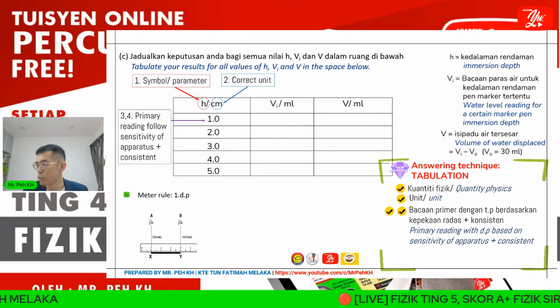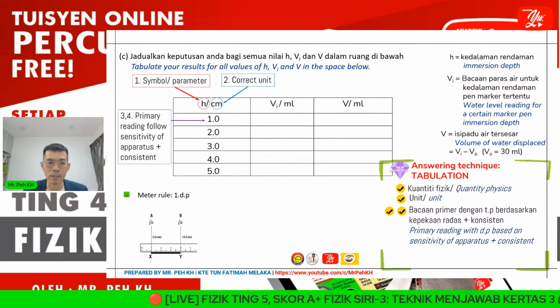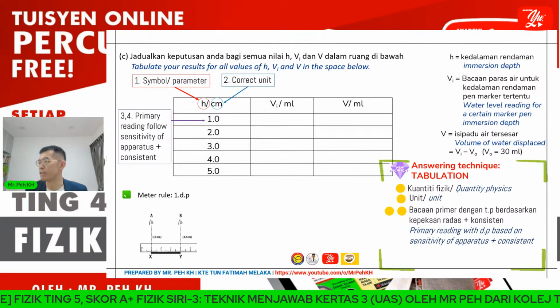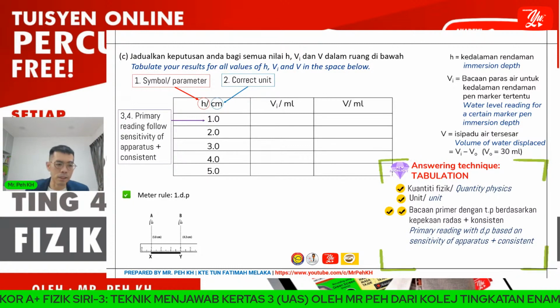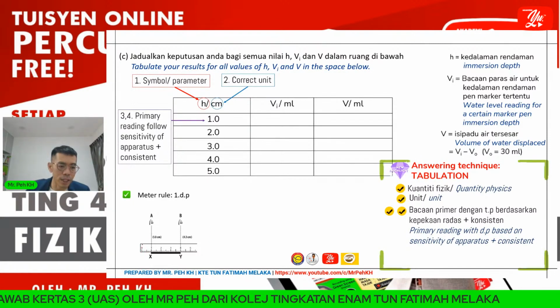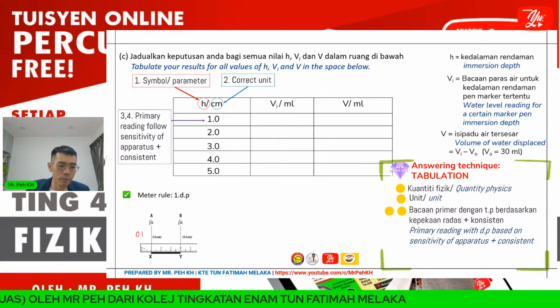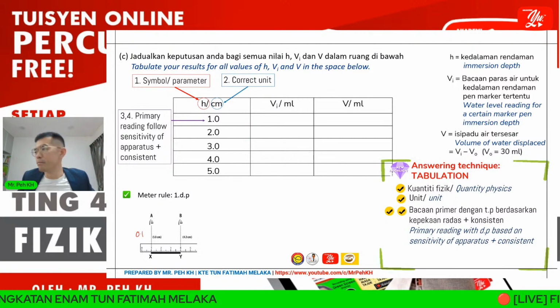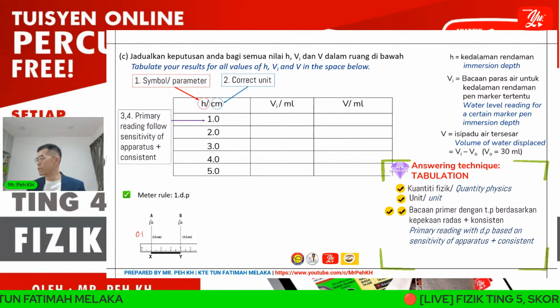So all of these follow your reading. But if you want to put 1, it will definitely be wrong, because the sensitivity for the ruler, the smallest division, is 1 decimal place, 0.1. That means you must show a minimum of 1 decimal place for the ruler.